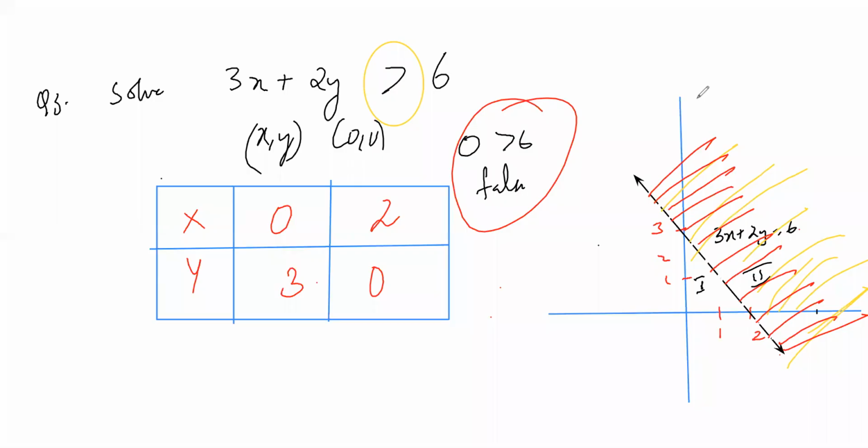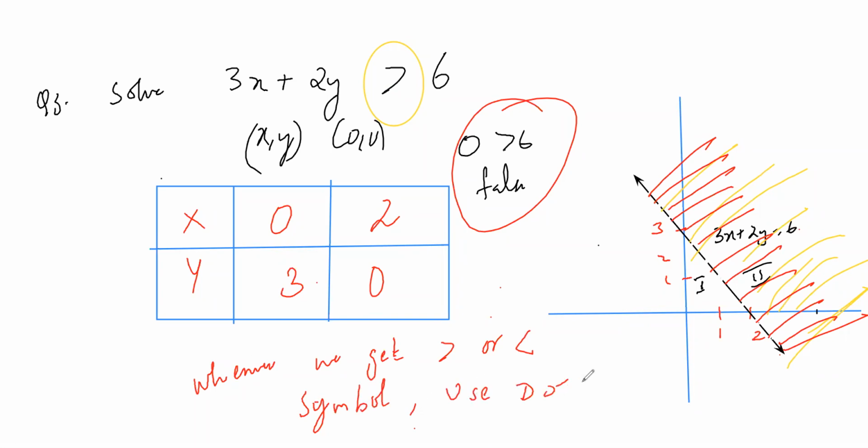Let me resume. Whenever we get a greater than or less than symbol, use dotted lines. I will tell you one more trick which helped me secure 100 marks, and in engineering it was more than 90, an S grade. One more trick which I used, which helped me in getting marks, is in this right hand side.